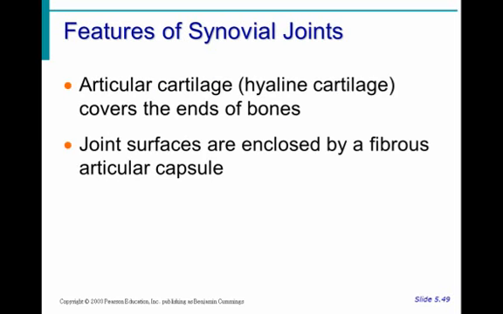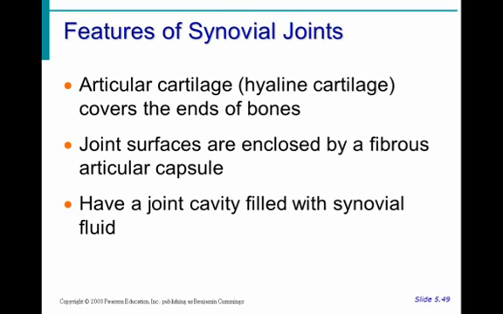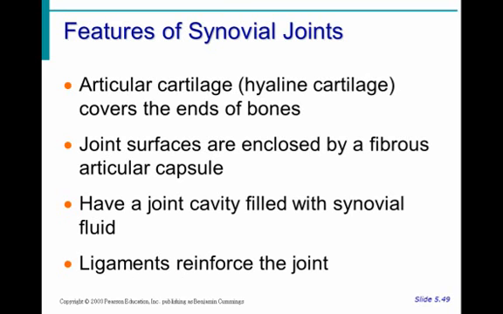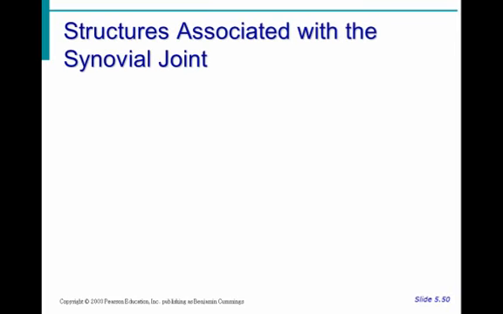In synovial joints, you have the articular cartilage, which covers the ends of the bone. This is also called hyaline cartilage, like we saw in our histology lab earlier this year. The joint surfaces are enclosed by a fibrous articular capsule. The cavity is filled with synovial fluid, and then there are ligaments that wrap around and reinforce the joint.